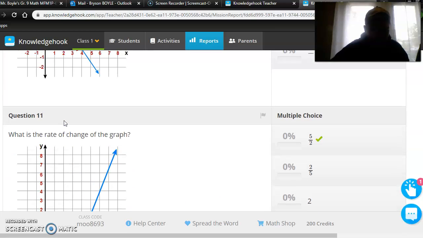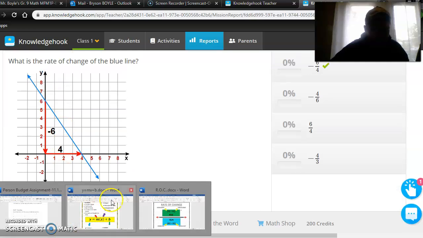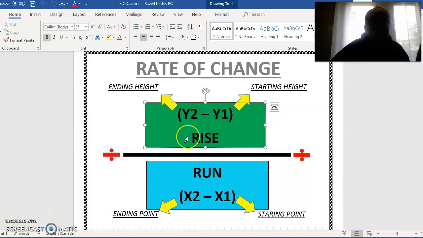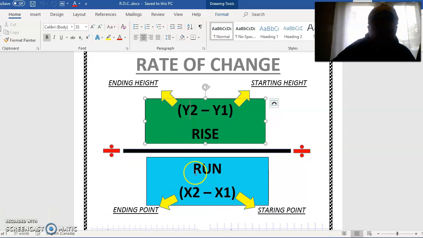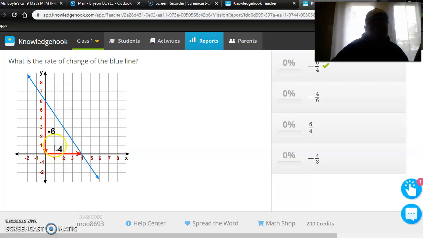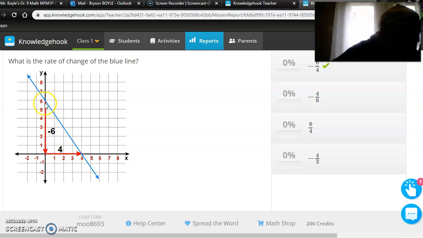If you remember, I have this page that I gave to you, but I'm going to post it anyways. Rate of change is the same as rise over run. What's rise? Rise is the change in height. So in this example, it starts at 6, it goes down to 0. What's the change in height?